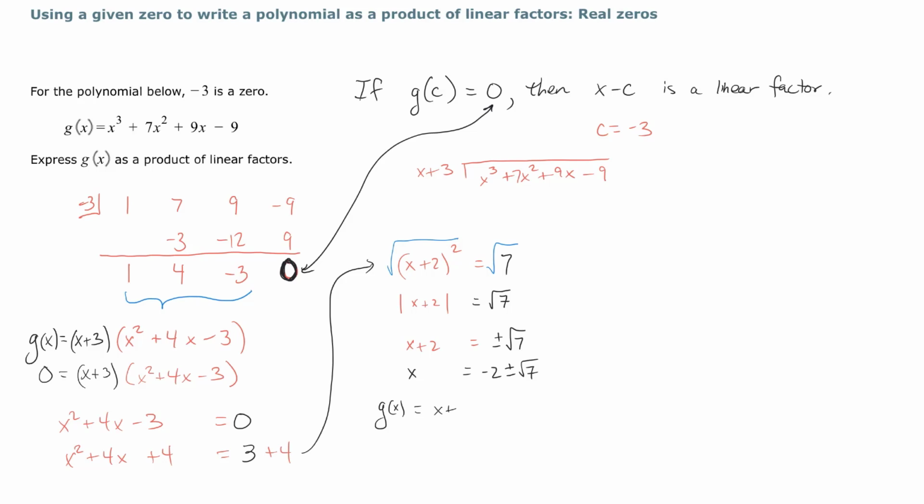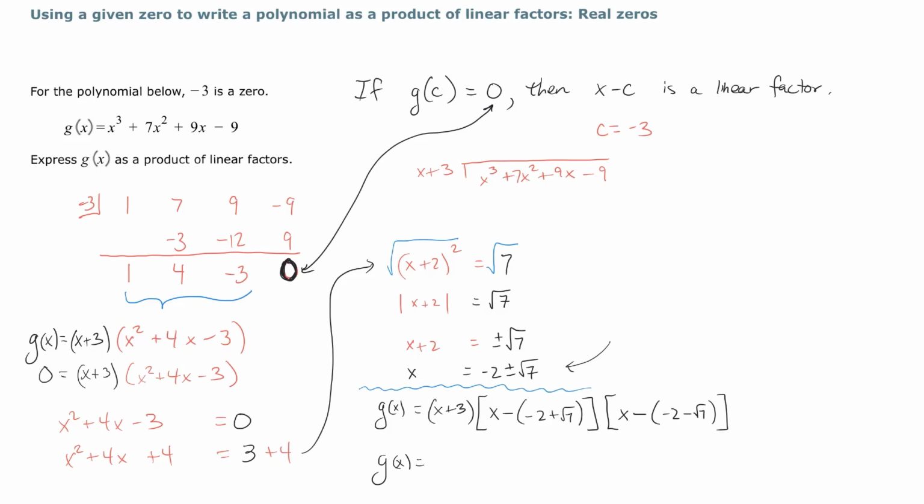So g of x is equal to x plus 3. And in order to get linear factors here, we work backwards from here. We know that these are the zeros of the polynomial. So we are actually going to take a bracket here, x, subtract, let's say, negative 2 plus root 7. And then we'll also take an x and subtract negative 2 minus root 7. And that certainly will do it.